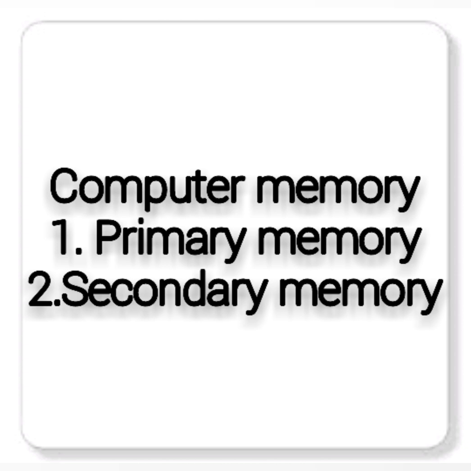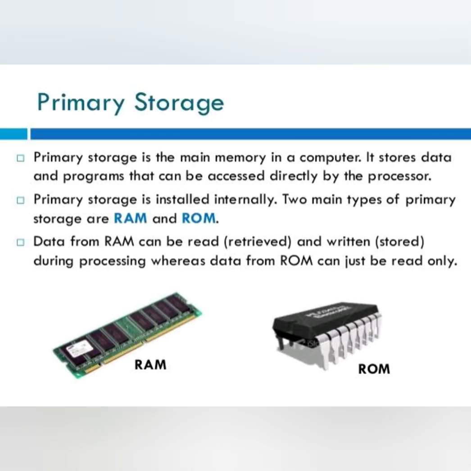What are the two kinds of memory? Primary memory and secondary memory. These are the two kinds of memory. In this session, we are going to learn about primary memory. Primary memory is also called main memory or internal memory. So, what is the other name for primary memory? It is main memory or internal memory.